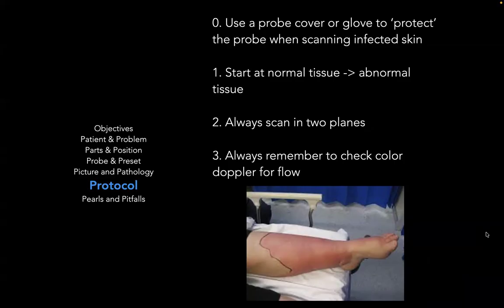Then you want to start at normal tissue, scan into abnormal tissue, and then always scan in two planes. So when you're doing a clip in the short axis, then also do a clip in the long axis. Because in radiology, they always say one view is no view. So always make sure to look at pathology in two views and always make sure to check for color Doppler for flow.